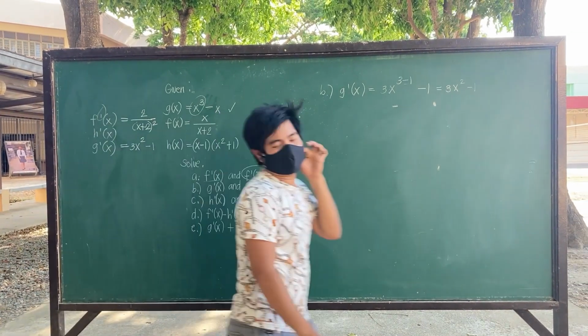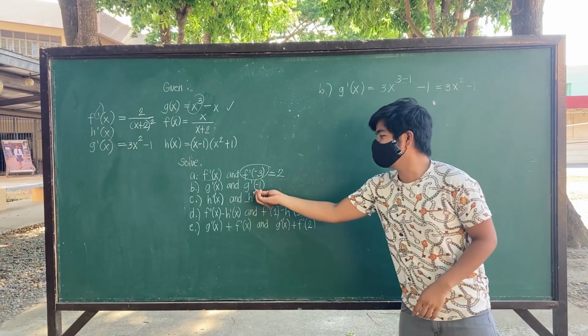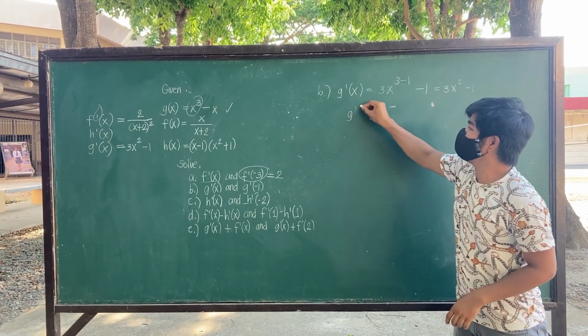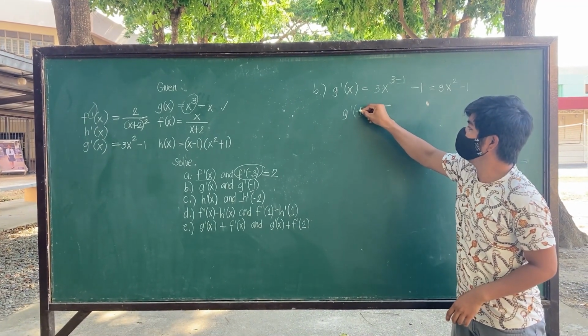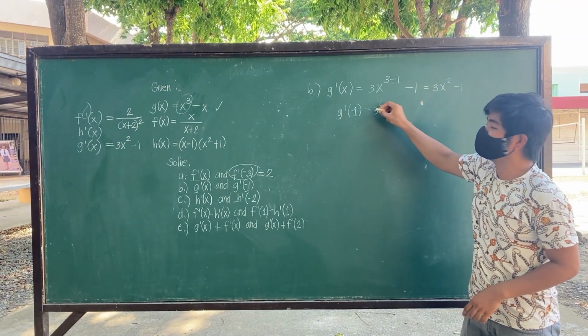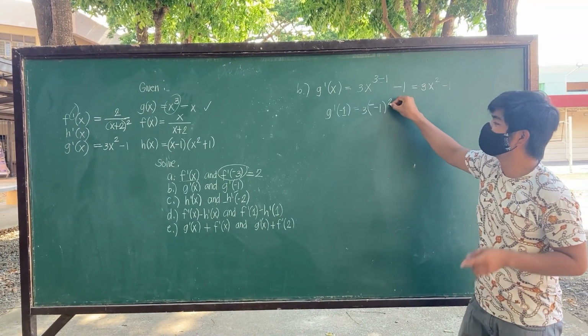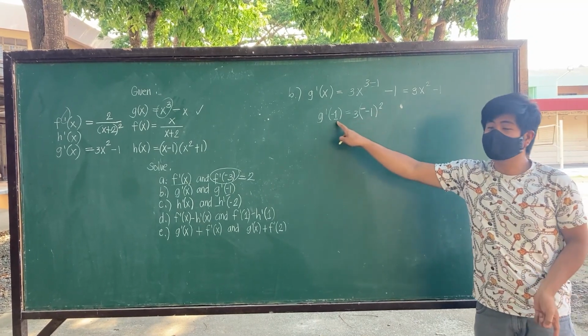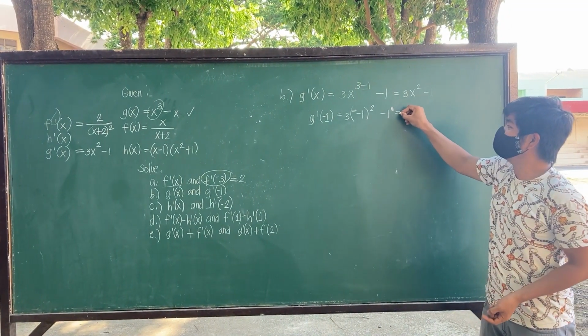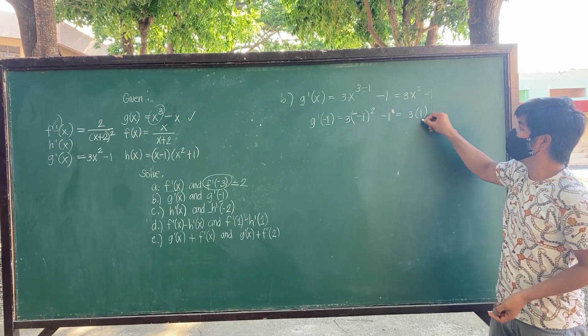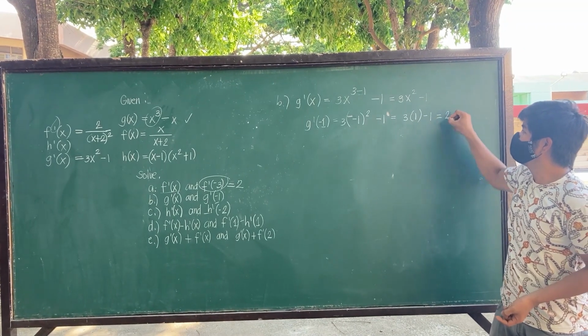So from 3x squared minus 1, you now substitute negative 1. So g prime of negative 1 is equal to 3 times the square of negative 1. Let x be negative 1. Minus 1 is equal to 3 times 1 minus 1. The answer is 2.